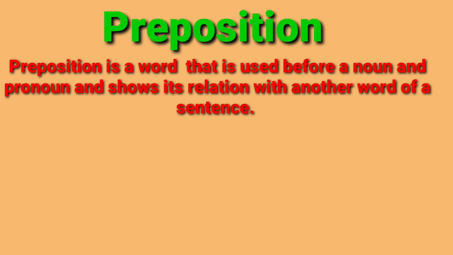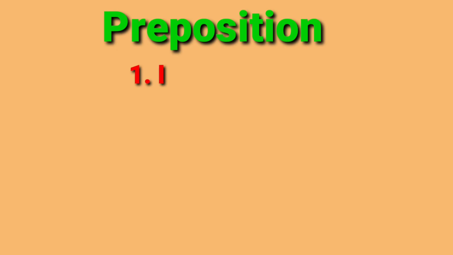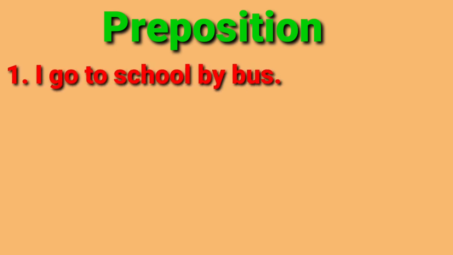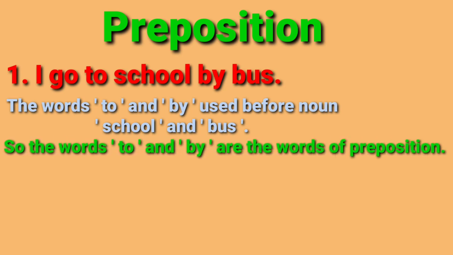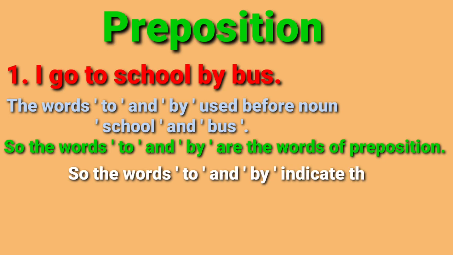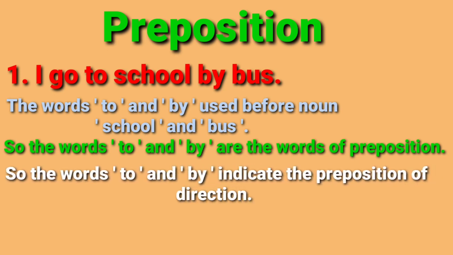First example, I go to school by bus. Dear students, in this example, the words to and by are used before the nouns school and bus. So the words to and by are prepositions. They indicate the preposition of direction.